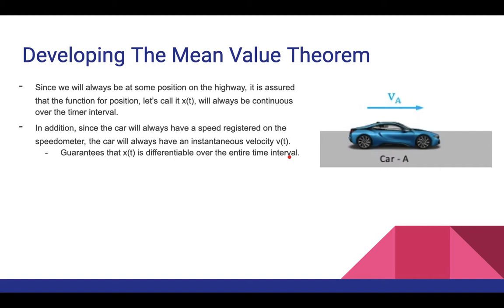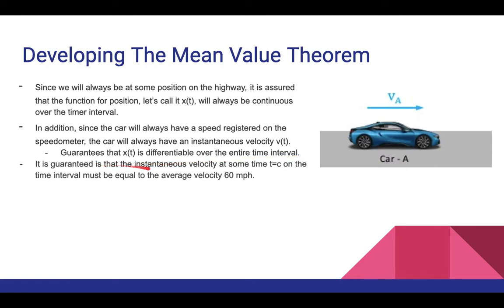So let's suppose some additional constraints: we note the car traveled 60 miles in an hour, indicating to us that its average speed or average velocity over the time interval was 60 miles per hour. Knowing the average speed was 60 miles per hour does not tell us anything about the instantaneous velocity at any specific point, except for one thing: we know the instantaneous velocity had to be equal to 60 miles per hour at some point on that time interval of the trip. So it is guaranteed the instantaneous velocity at some time t equals c on a time interval must be equal to the average velocity of the trip, 60 miles per hour.